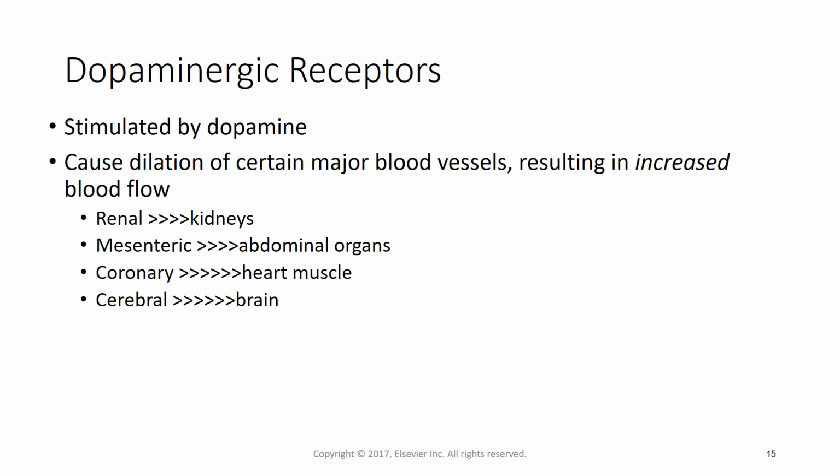Now, the dopaminergic receptors are stimulated only by dopamine, and they cause dilation of certain major blood vessels, which results in an increased blood flow to those organs. So the renal arteries dilate and increase blood flow to the kidneys. The mesenteric arteries supply the abdominal organs. The coronary arteries supply the heart muscle, and the cerebral arteries supply the brain.